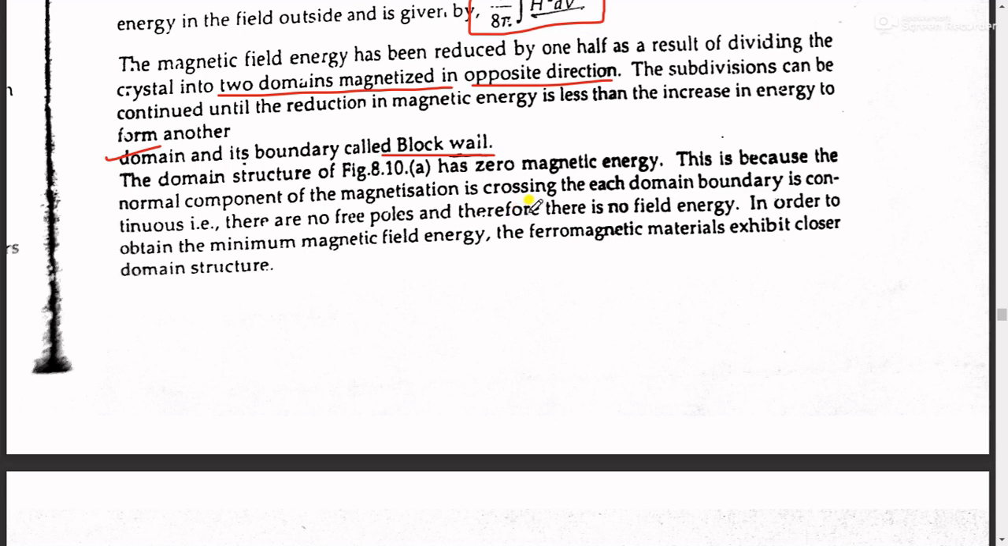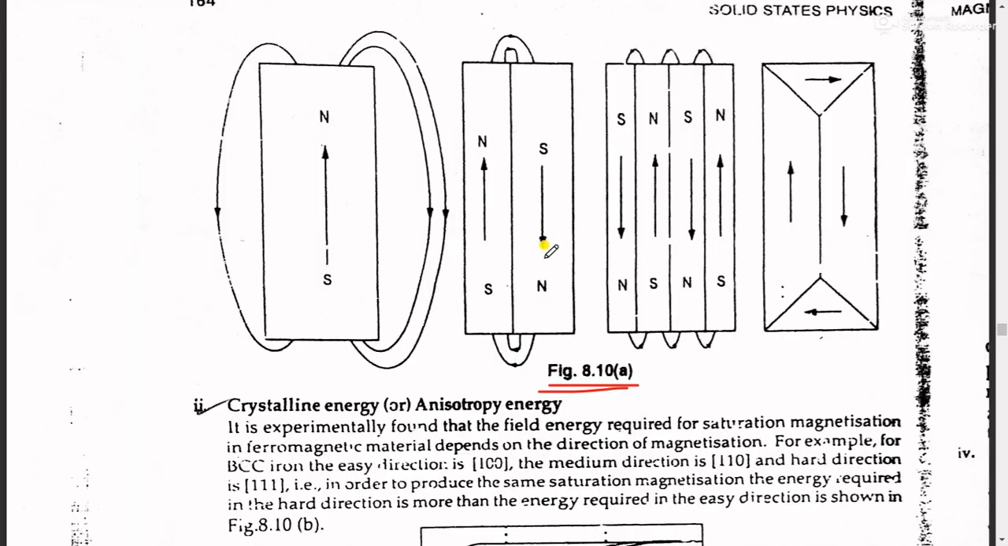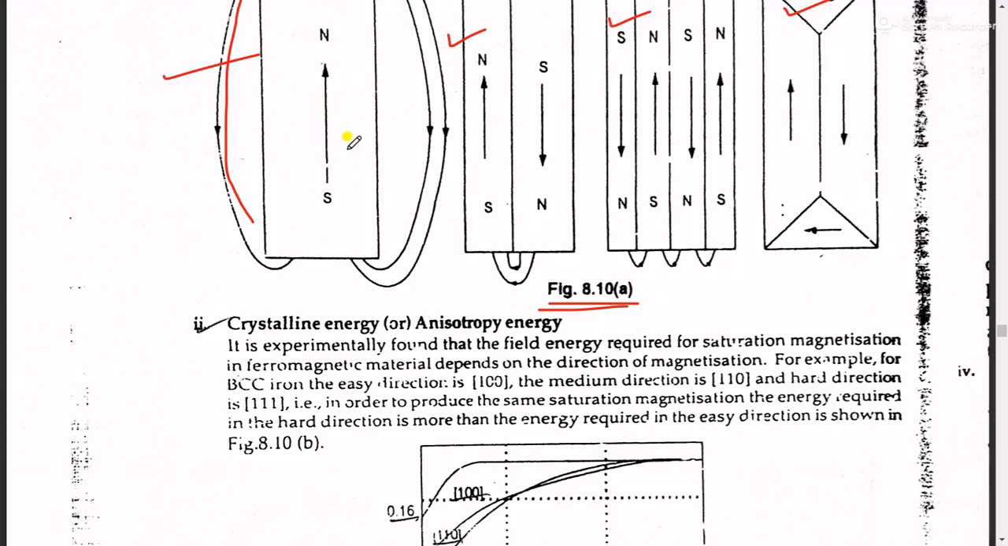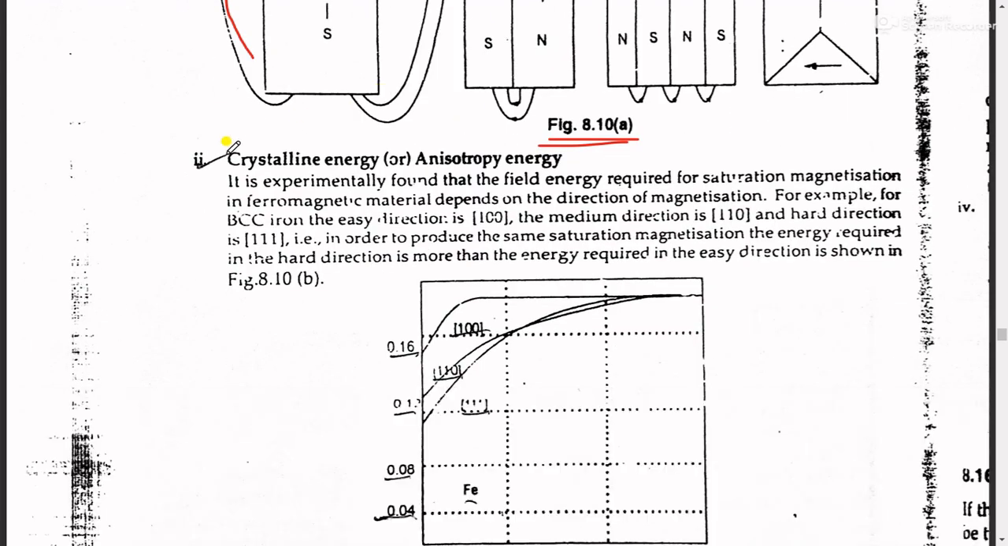Because the normal component of the magnetization crossing each domain boundary is continuous, there are no free poles, and therefore there is no field energy. In order to obtain minimum magnetic field energy, the ferromagnetic materials exhibit closure domain structures. So there are these structures of magnetic field, with spins in opposite directions. So next, crystalline energy or anisotropy energy.